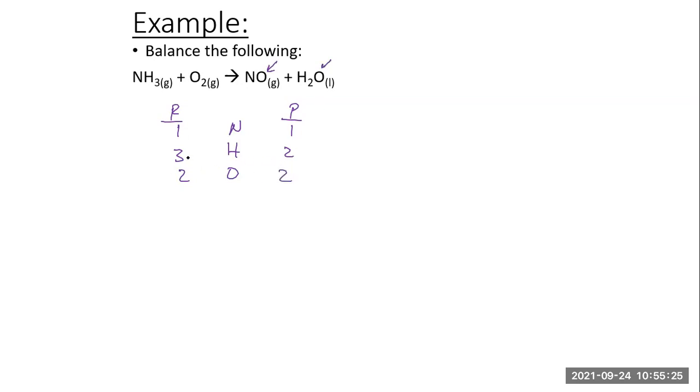Looks like everything is balanced here except for hydrogen. So clearly a good place to start. We have 3 on one side, 2 on the other side. So the common number between 3 and 2 is 6. To get my hydrogen to 6 on the left-hand side, I need to put a 2 in front of it. To get my hydrogen to 6 on the right-hand side, I need to put a 3.